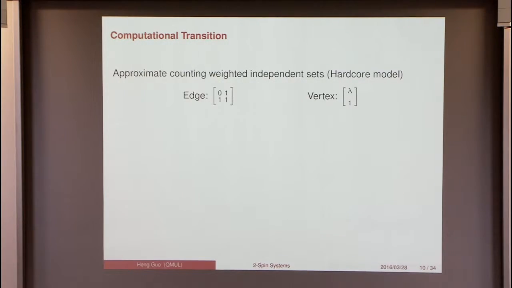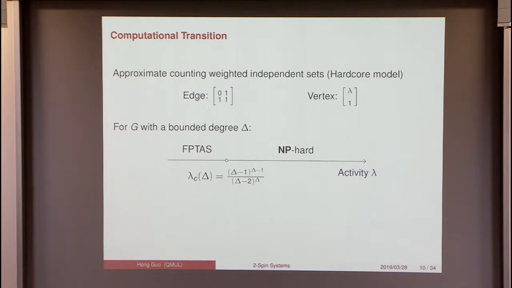So again, let's take the hardcore model as an example. Our task is now to approximately count weighted independent sets. In a bounded degree graph, this problem is shown to have an algorithm if lambda is less than lambda_c, where lambda_c is given by this quantity. Andreas also talked about this in the last talk. And if lambda is larger than lambda_c, it is actually NP-hard.